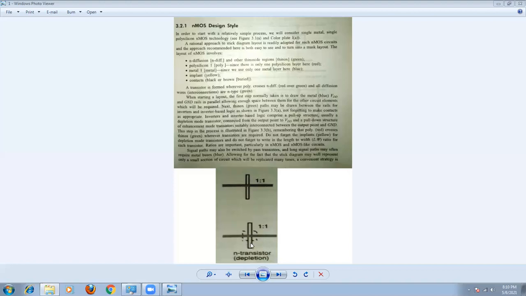Therefore, in the NMOS design style, in order to identify the depletion mode transistor, we use the implant. The color for this implant is yellow. You can draw a dotted line of a square like this. So it is the implant. By seeing this yellow color or implant, you can identify that this transistor is a depletion mode transistor. Now here, just observe, there is no implant. That means by default this is the N-channel enhancement mode transistor. This is the N-channel depletion mode transistor.